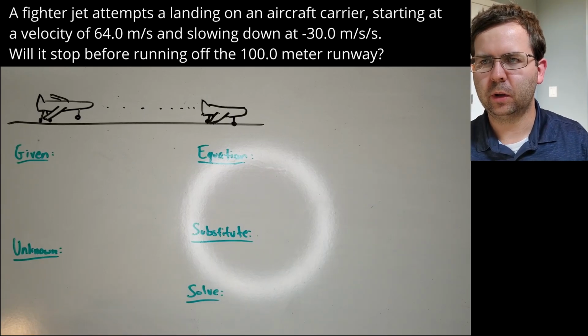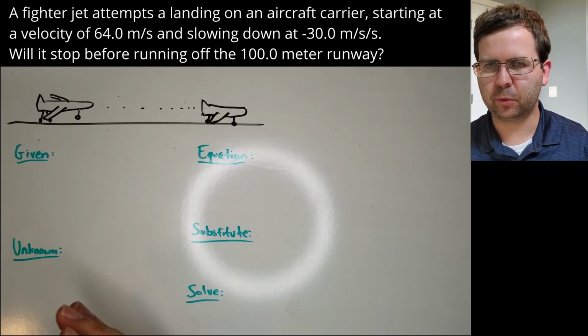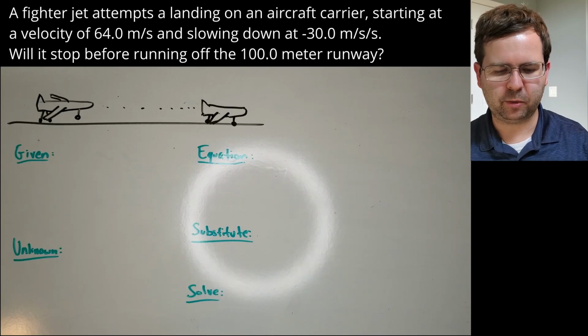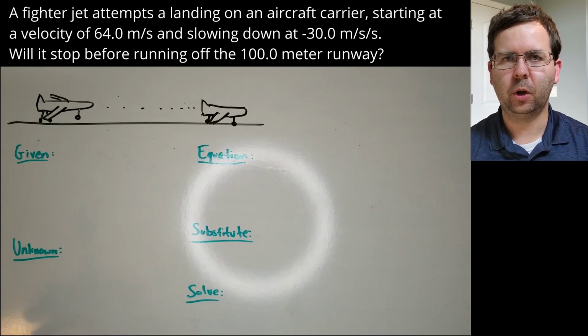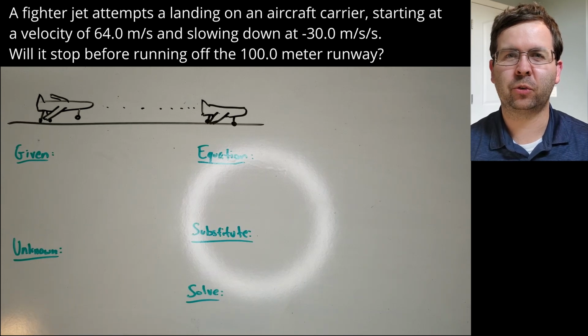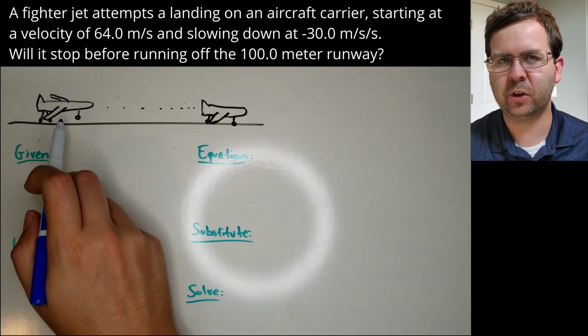So we have a lot of information about this jet plane here, and we have to be very careful because this could be a very tricky problem unless you're paying attention to what information is actually about the jet and what information is actually about the setting. We're going to focus on the information given about the jet only.